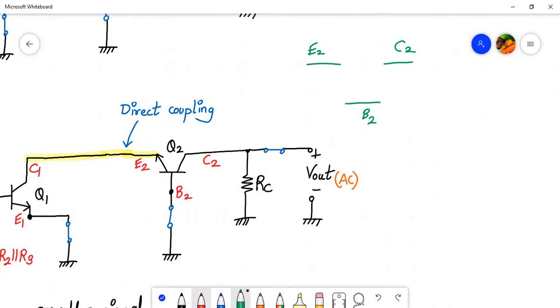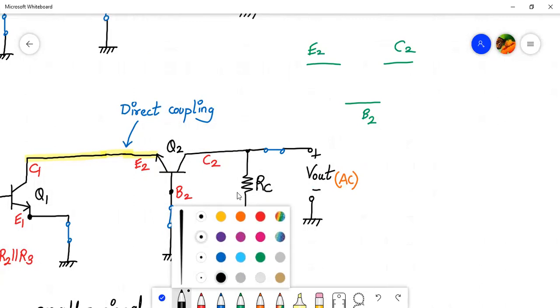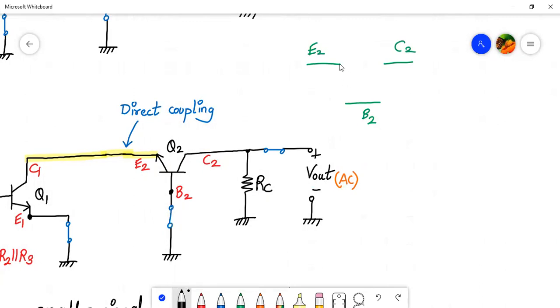So what is connected between base and, let me use a black color, what is connected between base and emitter? R pi, right? So here also we'll have R pi 2. But the positive and negative sign will be directed like this. It is directed from base to emitter. So this is V pi 2, right?